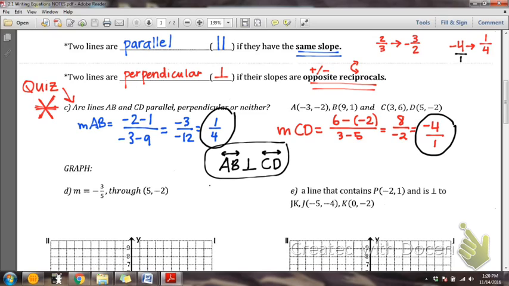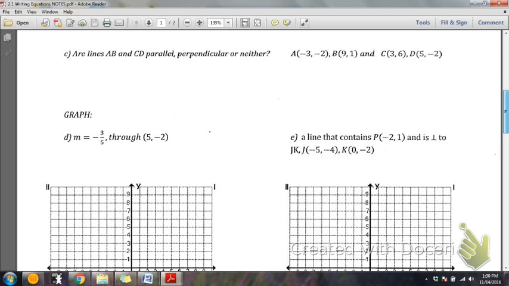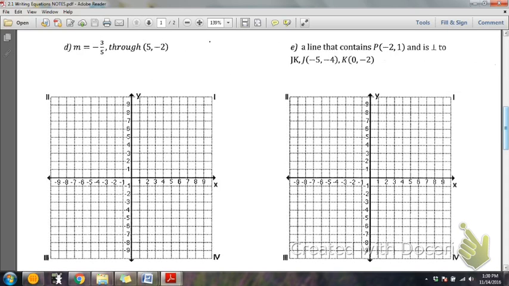Okay, let's graph letter D. Let's get some graphing practice in. We're actually going to graph quite a bit here in geometry class. So let's graph a line that has a slope of -3/5 and it goes through the point 5, -2. What do we need to graph first, the slope or the point? What do you think we need to graph first? The point. We need to graph the point first.